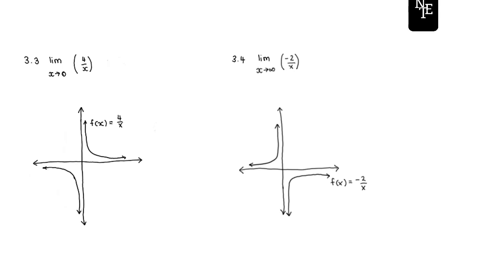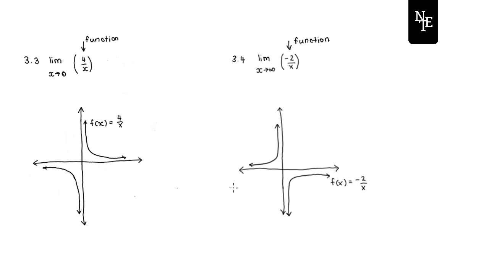Okay, so one way to approach these questions is to just draw yourself a sketch of the situation. Remember, when we're talking about limits, what is inside of the limit is nothing but just a function. You can see over here we've got the function 4 over x, and over here the function minus 2 over x. Both of these are hyperbolas, so you can draw yourself a quick sketch of the two functions.